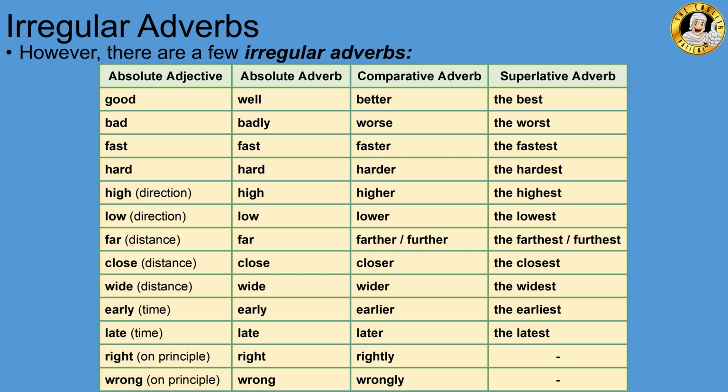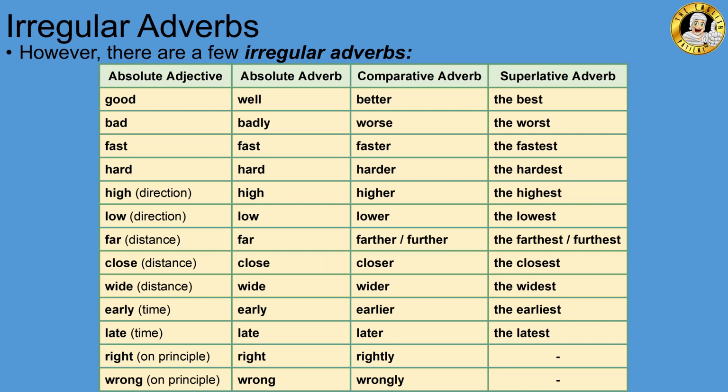Bad becomes badly. He plays badly. The comparative is the same as the adjective form. He plays worse than you. He plays the worst in the school as the superlative.